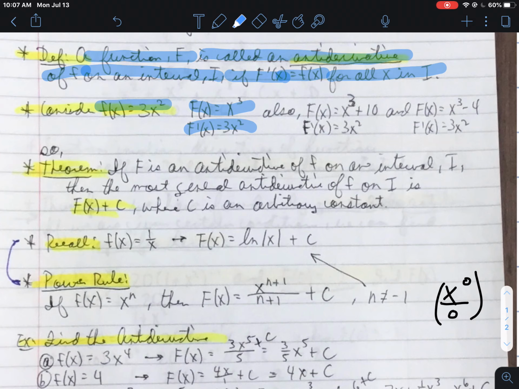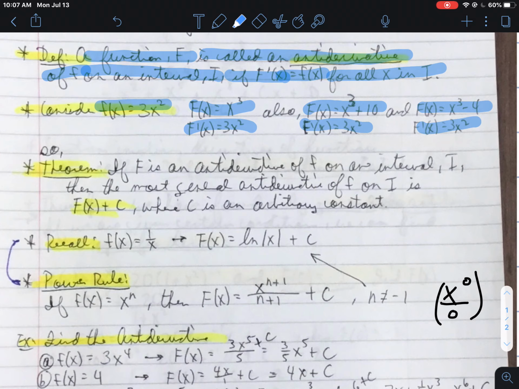But it's not the only one. If you look at x cubed plus 10, let's let cap F equal x cubed plus 10, whose derivative, again, notice, is still just 3x squared, because the derivative of the constant 10 is 0. So the antiderivative of 3x squared is still x cubed, but in this case it's x cubed plus 10. Or what if we let cap F be x cubed minus 4, whose derivative, f prime, is still 3x squared, whose antiderivative would be, again, x cubed, but in this case minus 4.